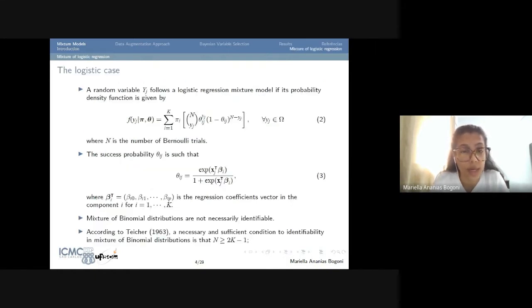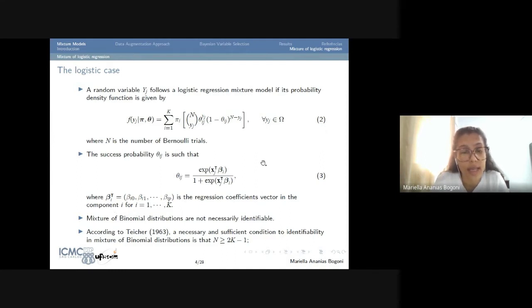In this work, we are dealing with a mixture of logistic regressions, and the difference is that the distribution of y_g in each component of the mixture is the binomial distribution, and the success probability theta_ig is represented as in equation 3 using the inverse of the logit function, where each beta_i is the vector of regression coefficients in the model of component i.